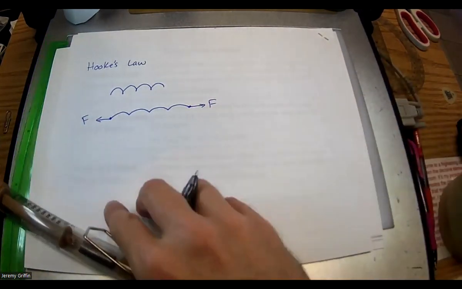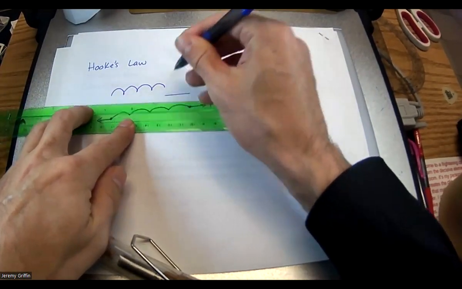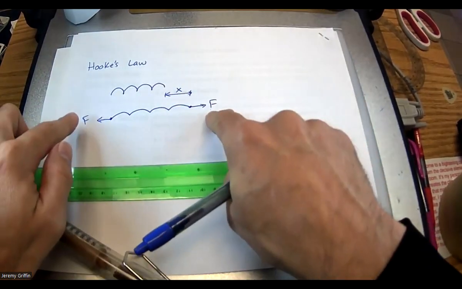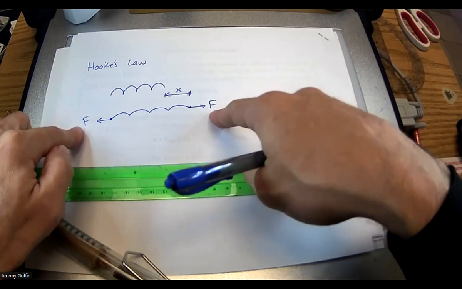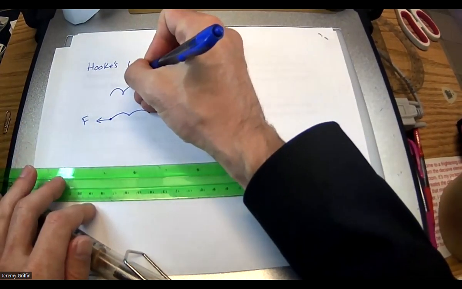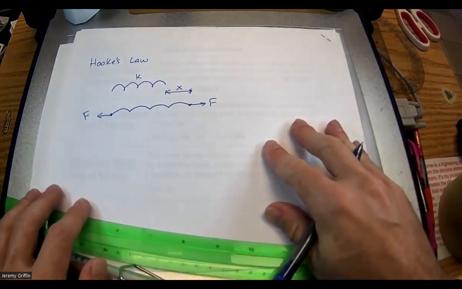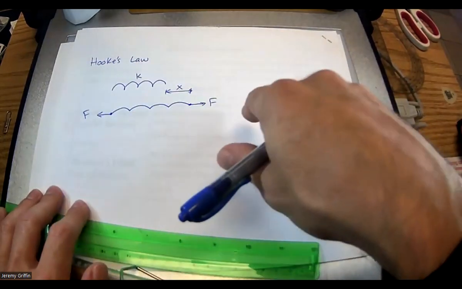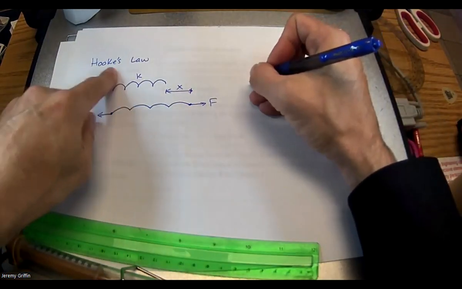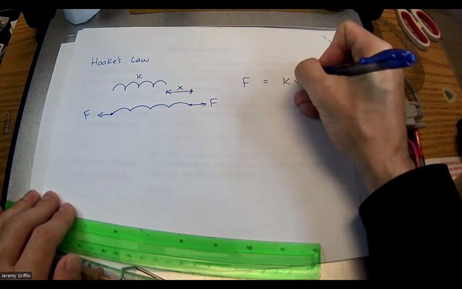So a little bit of review here, and how much it stretches, x. That x, how much it stretches, depends on how much force I put on it. If I triple the force, then it should triple the stretch amount. It also depends how stiff the spring is, and if you quantify that with spring stiffness, the spring constant called k. Do you guys remember what's the formula that ties these three variables together? F equals kx. You guys remember that?